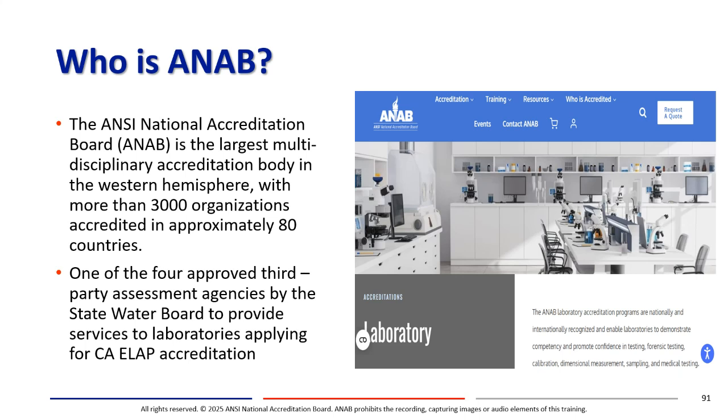We are one of the 4 approved third-party assessment agencies by the State Water Board to provide services to the laboratories applying for California ELAP accreditation. As you can see on this slide, the screenshot from our website, all the laboratories who want to have the accreditation assessment by ANAB for the California ELAP program can go on our website at the link shown. Next slide, please.